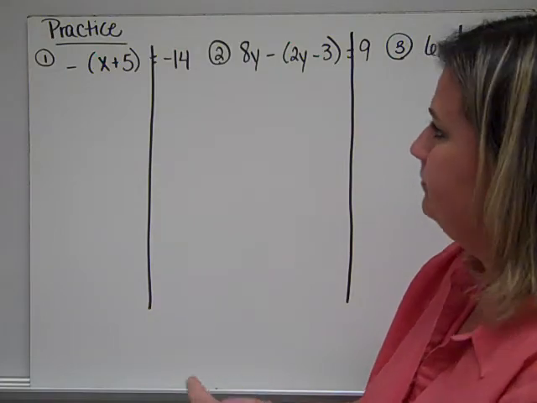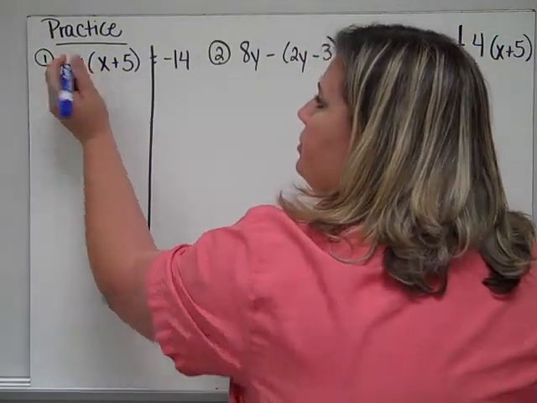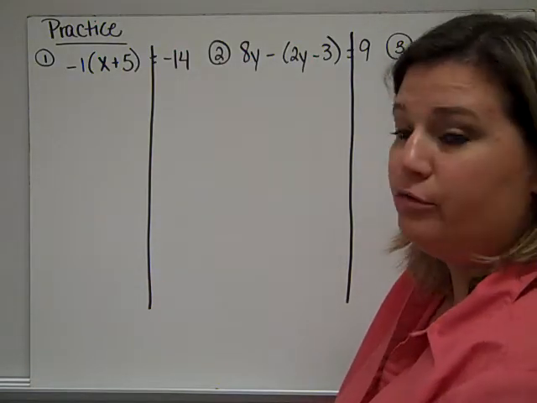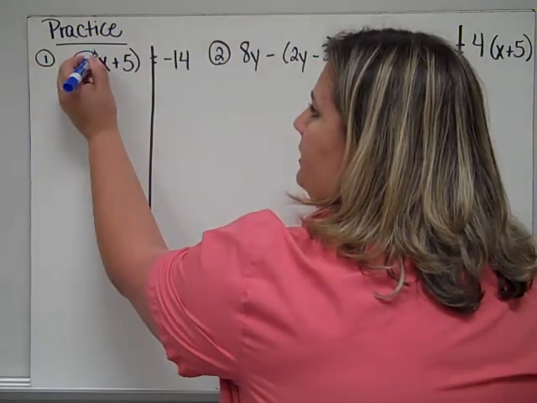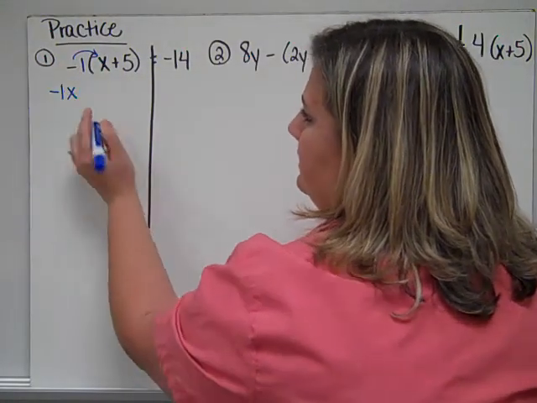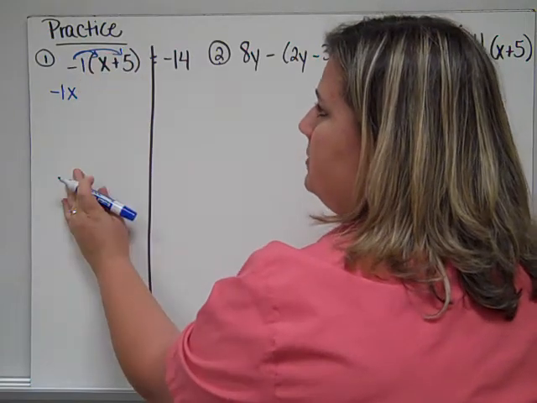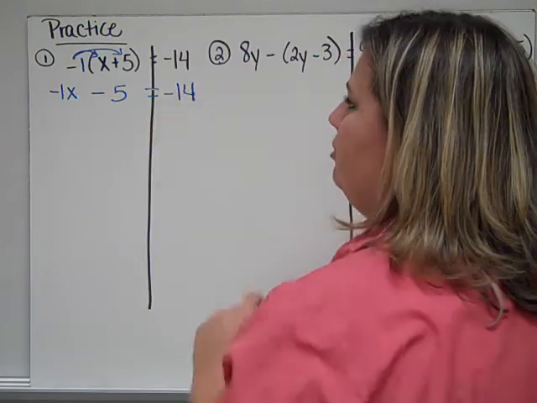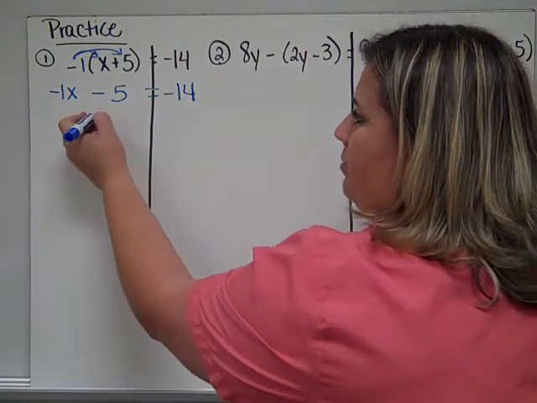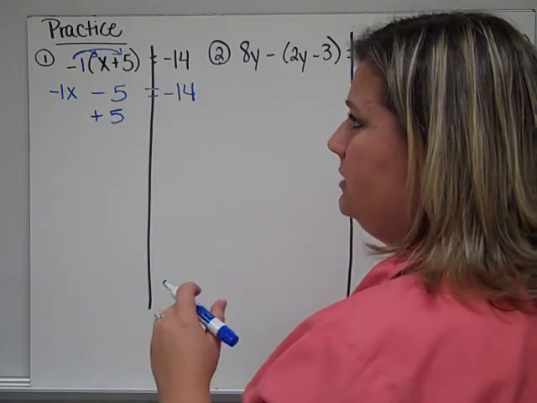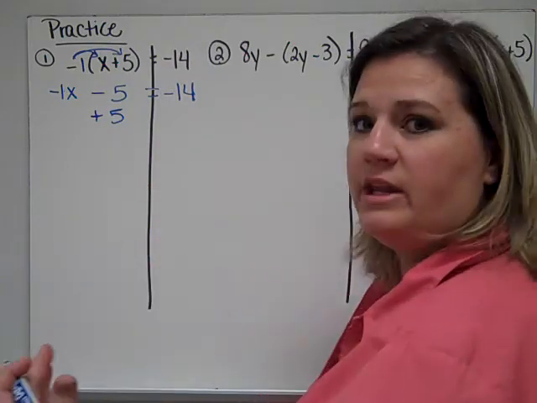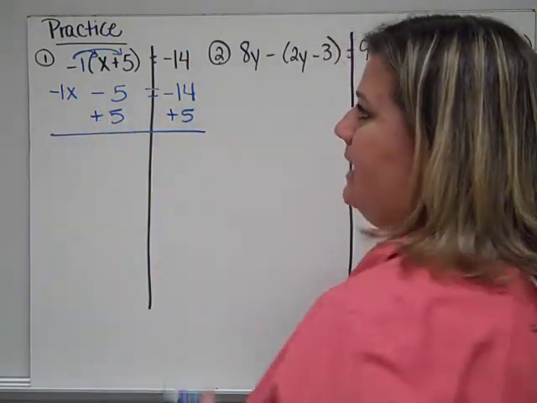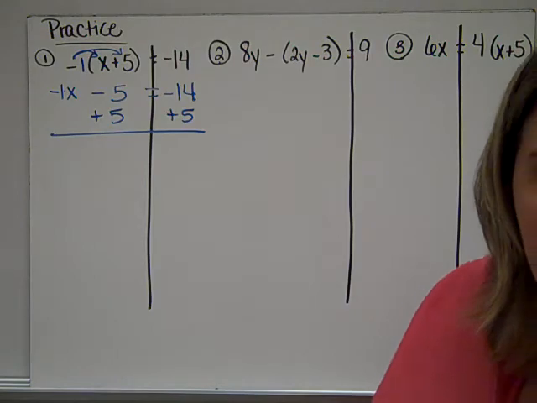So example number 1. Remember, there's that understood 1 sitting out there, so I'm going to treat that as a -1 when I multiply that negative through. So -1 times x is -1x. -1 times +5 is -5. And then I'm ready to bring down the -14. Now I'm ready. I don't have any like terms. I don't have variables on both sides, so I'm ready to undo the addition or subtraction. I do have a -5, so that tells me I need to add 5.